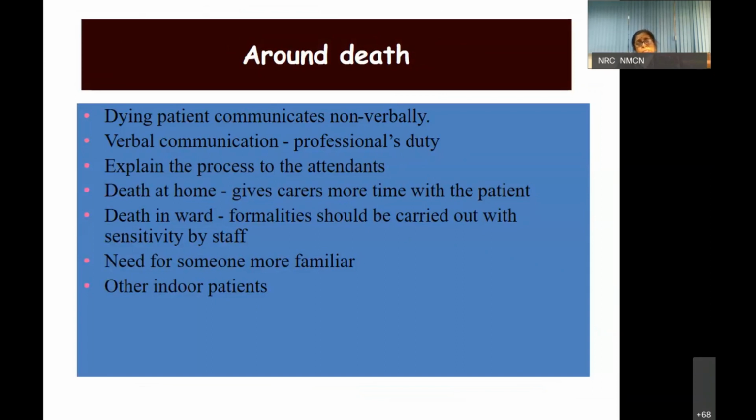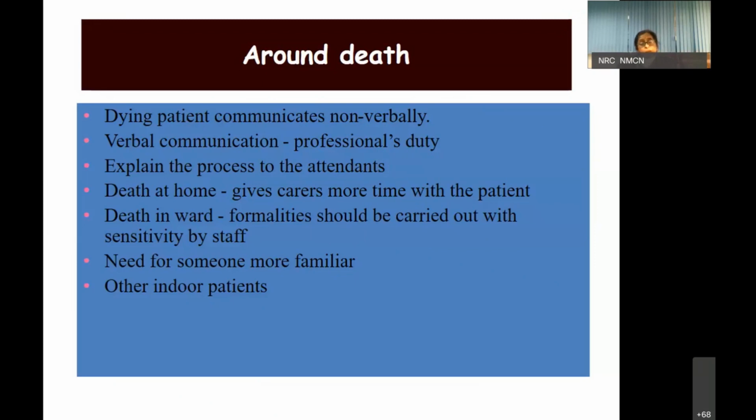Main thing you have to understand is now that the patient was very active. He says, "Doctor sahab, fix me, I want to get well." Suddenly he is not communicating. That is what you're going to see. So he will only communicate up to a point and non-verbally. The verbal communication bit, your role as a professional increases towards verbal and non-verbal communication.